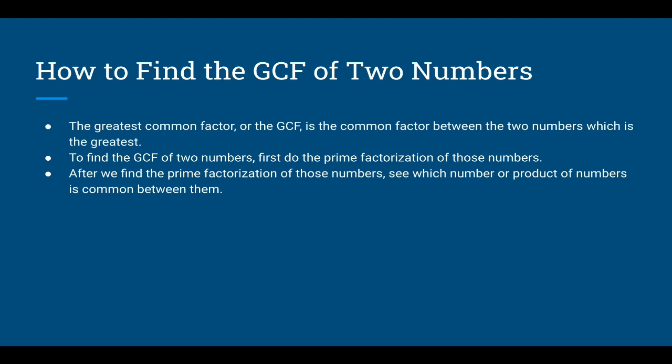To find the GCF of two numbers, first do the prime factorization of those numbers. If you do not know how to find the prime factorization of a number, make sure you check out my video on that. After we find the prime factorization of those numbers, see which number or product of numbers is common between them. I know this might be a little hard to comprehend, so let's quickly do two examples.